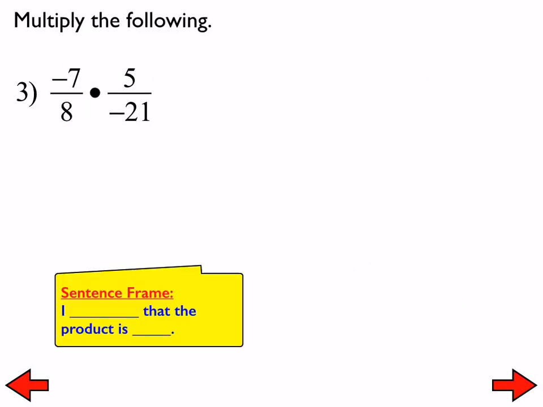We can do a little bit of cross-reducing here. 7 goes into negative 7, negative 1 times. 7 goes into negative 21, negative 3 times. Multiply straight across now because I can't really do any more cross-reducing. I end up with negative 5 over negative 24, but a negative divided by negative, of course, is a positive. So therefore, I believe that the product is 5/24.